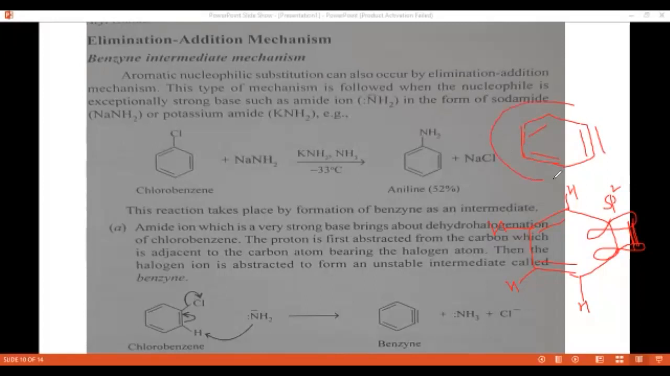This is the structure of benzyne. It is a neutral, highly reactive intermediate in which the aromatic character is not disturbed. The benzyne bond is not like the triple bond of acetylene, the carbon-carbon triple bond.